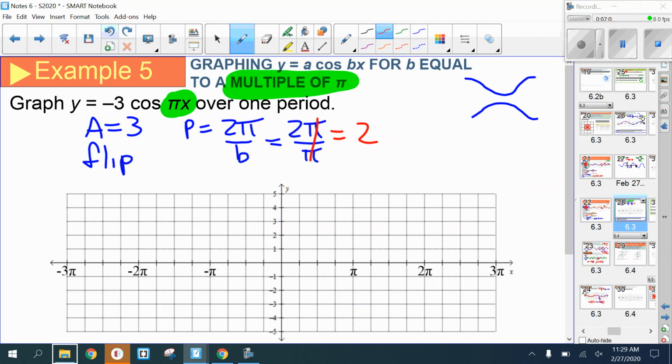If you understand that pi is 3.14, then maybe you'd know that 2 is probably around right here somewhere. So that's kind of tough to do. Half of that and half again.